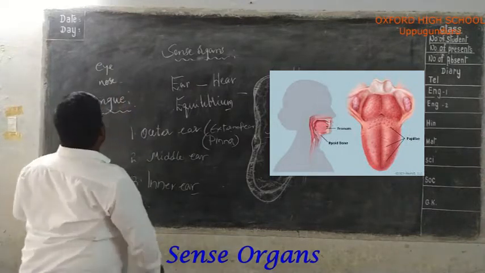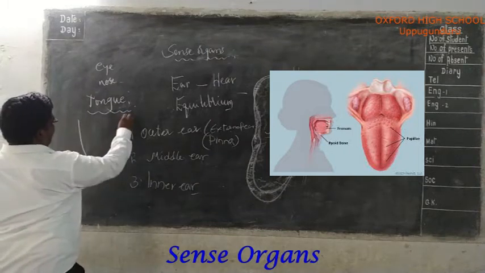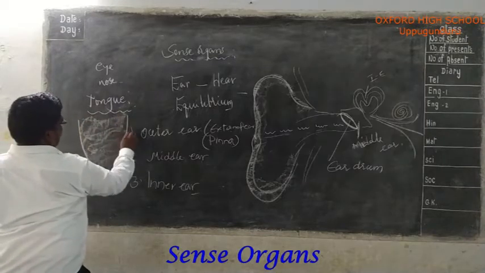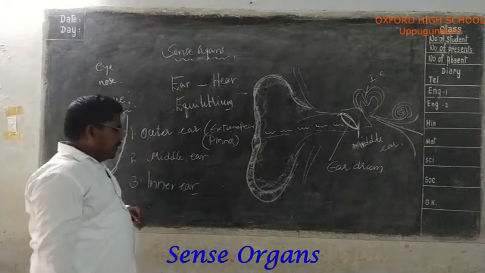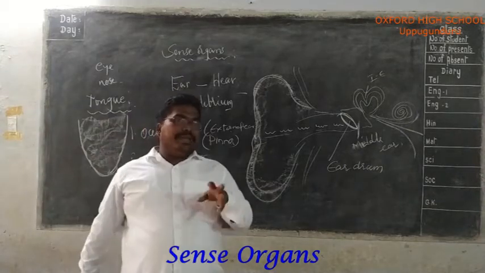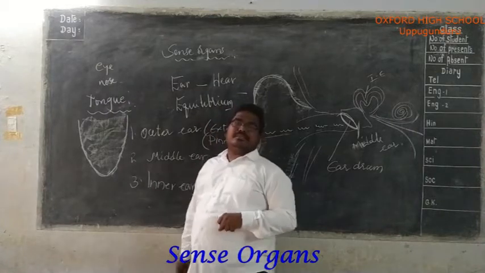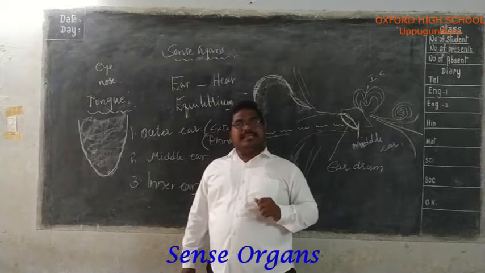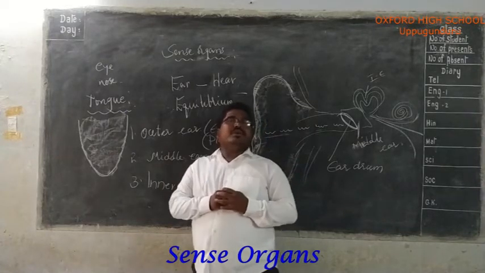So, tongue. It looks like this. The tongue helps mainly in identifying the taste of different objects, different materials, different food materials. Tongue mainly helps in identifying different types of tastes.